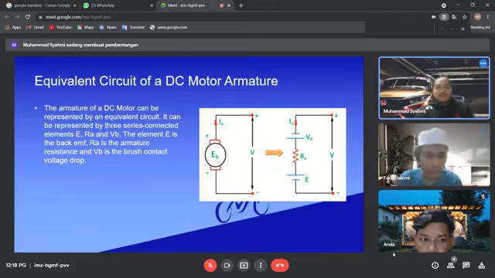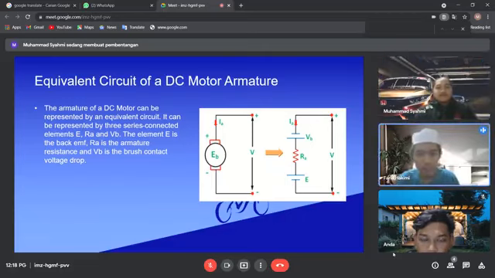Next, equivalent circuit of a DC motor armature. The armature of a DC motor can be represented by an equivalent circuit. It can be represented by three series connected elements: E, RA, and VB. The element E is the back EMF, RA is the armature resistance, and VB is the brush contact voltage drop.